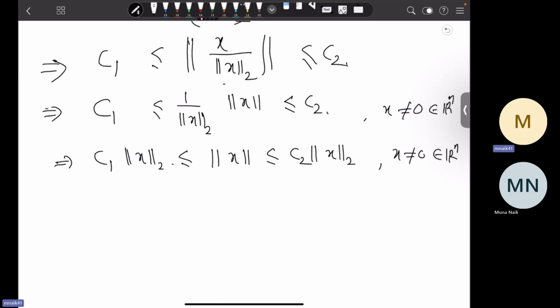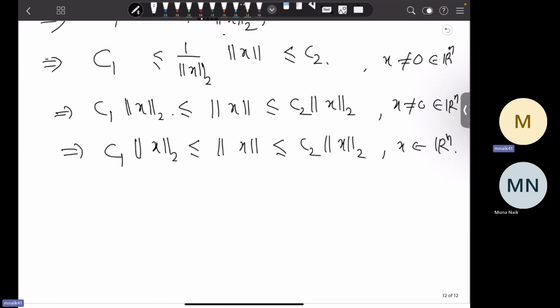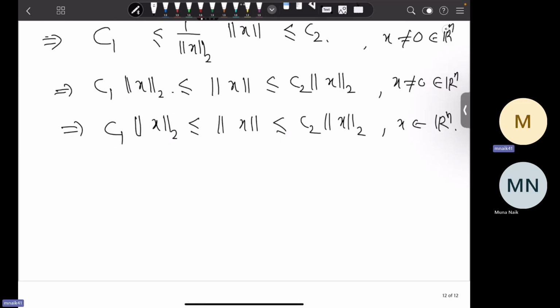But this relation is trivially true for 0, right? If x is 0, everything is 0. So in particular, this relation holds for all x. Look at this conclusion. What did we get finally? We got that this norm, which was an arbitrary norm, is equivalent to the 2-norm.